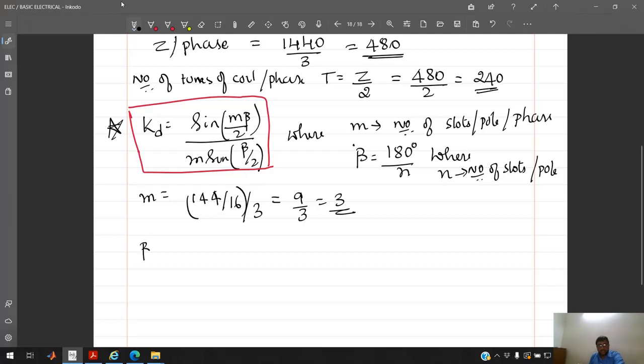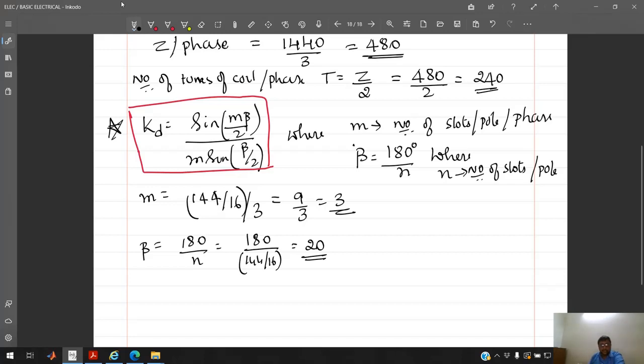Now you need to calculate what is beta. Beta is nothing but 180 divided by n. So it is nothing but 180 divided by n, where n is number of slots per pole. So 144 divided by 16. 144 divided by 16 is 9. 180 by 9 is 20. So beta you have calculated and m you have calculated.